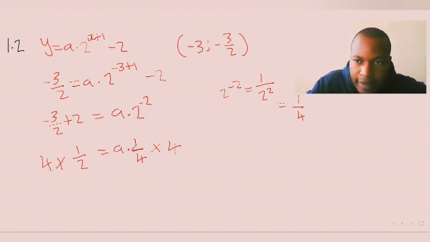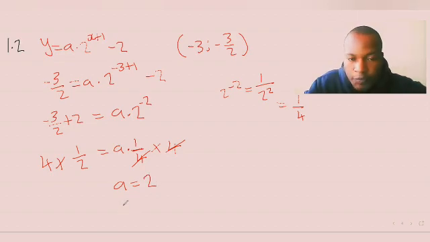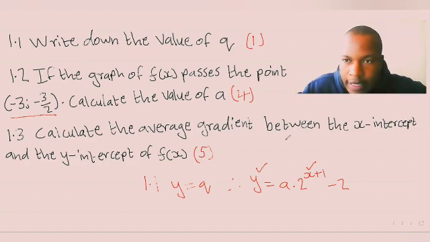So now multiplying the right-hand side by the 4, the 4's cancel out. So we should then just have a, and the left-hand side would give us a 2. So therefore, a would equal 2. That was what we were asked to find. So that was 1.2. Let's then move on to 1.3.